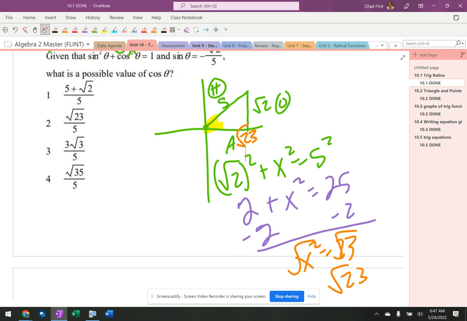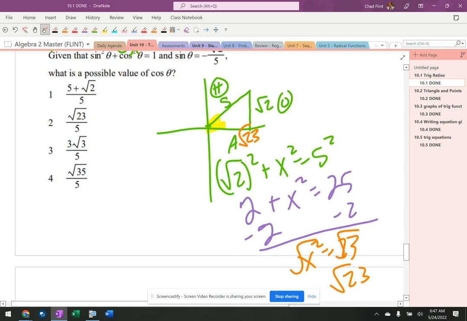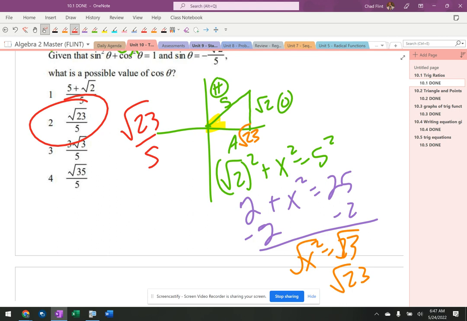All right, so maybe it works, let's see. Adjacent over hypotenuse is square root of 23 over 5, and it's right there. Now that's not completely mathematically correct, but it's good enough for a question like this.